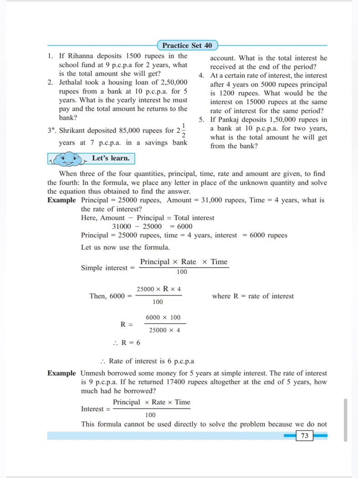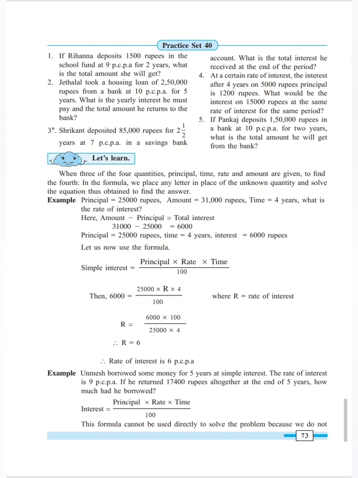6 into 100 we will get 600. 25 into 4 we will get 100. 600 upon 100 we are getting the value of r is equal to 6. Therefore, the value of r, that is rate of interest, is equal to 6.